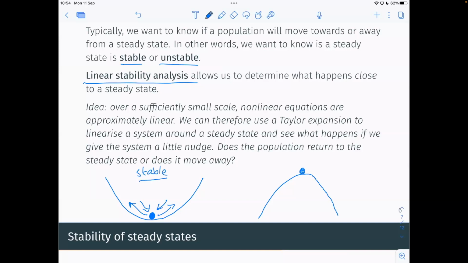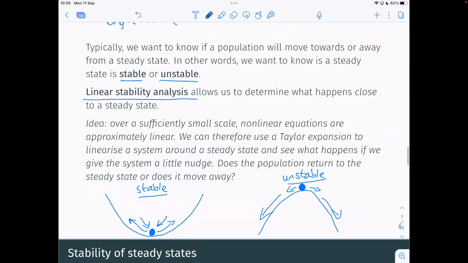Whereas if you perch a ball right on the top of a hill, if you do nothing to it, it stays there, right? It's perfectly balanced. But if you give it a little nudge in either direction, it will keep moving away. It doesn't come back again. So this would be unstable. So this is basically the same thing as happening in our population models, okay? We either have a stable steady state, where if we move away from it, we come back to it, or we have an unstable steady state, where if we move away from it, we don't come back to that point.